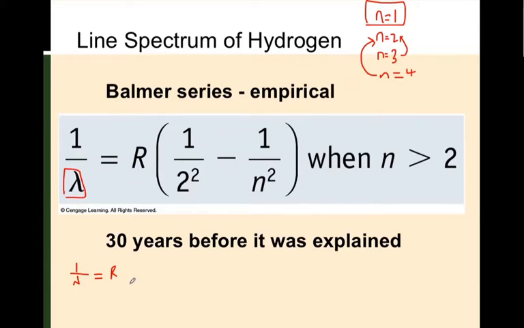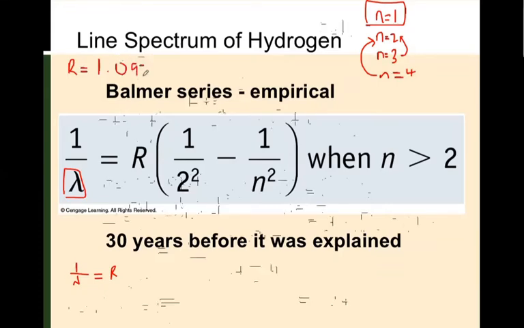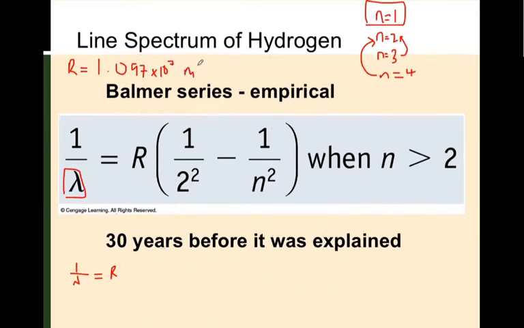It's 1.097 times 10 to the 7 per meter. So R is equal to 1.097 times 10 to the 7 meters to the minus 1.